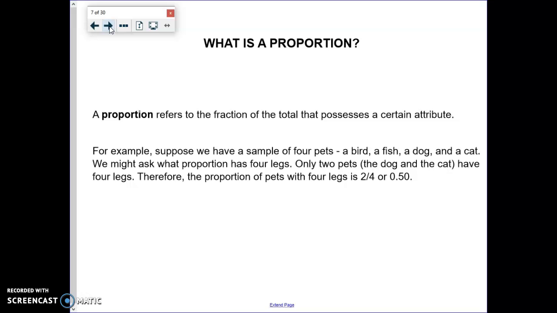Now, again, a proportion is not a percentage. If I asked you the percentage of pets that had 2 legs, you'd say 50%. In this case, we're looking at a proportion, which is a number between 0 and 1 inclusive. Okay?